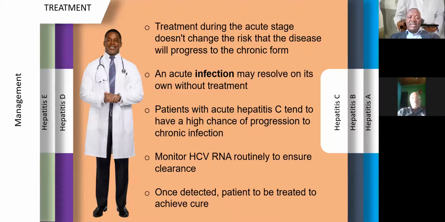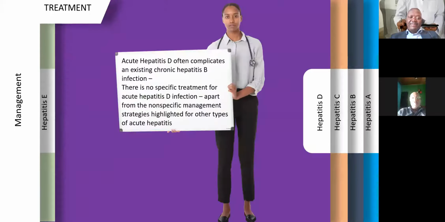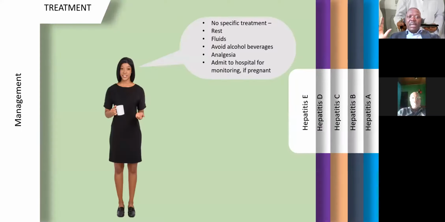So it is important that the patient is monitored and to see that there is hepatitis C clearance from the blood. Now for D, it complicates existing chronic infection by hepatitis B. There's no specific treatment for acute infection by D, apart from the non-specific management that we have highlighted earlier. Again, think about this. Now, for E, no specific treatment.